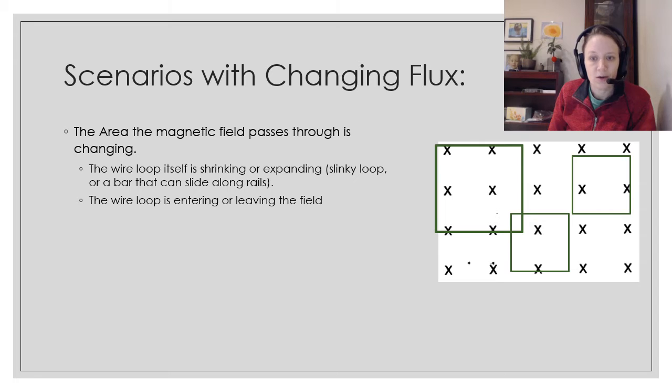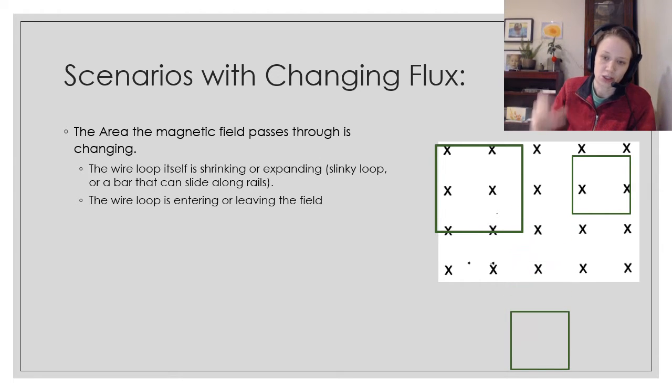Another scenario is that we could have a wire loop that is either entering or leaving the field, and that would change the amount of flux through the loop as well. So in this animation, I show the wire loop leaving the field. Obviously, in that case, we are going to be decreasing the amount of flux through the loop because we don't have any area overlapping with the field.